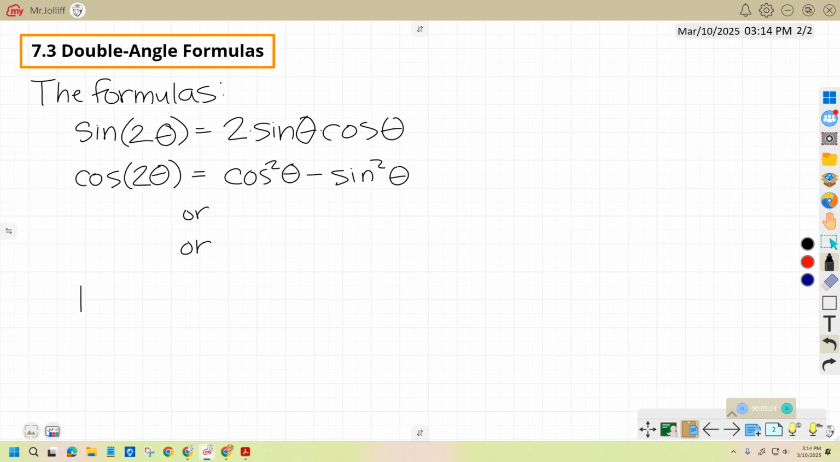And then we get the tangent one, tan of a double angle, tan of 2 theta, is a fraction. We get 2 times tan theta on top. And we get 1 minus tan squared theta on bottom.